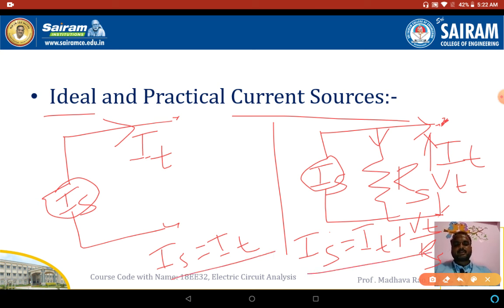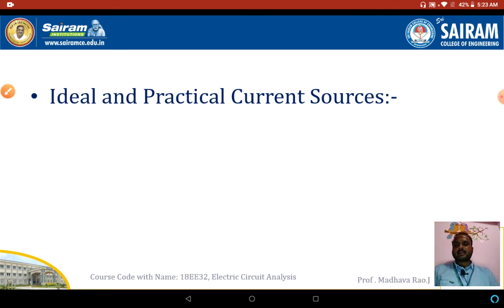If you compare these two equations, what difference are we getting? The ideal current source is a constant current source, so the terminal current and source current will be the same. Coming to the practical current source, the source current is equal to the terminal current plus the current flowing in the resistance, Vt by Rs. So this is about ideal and practical current sources.